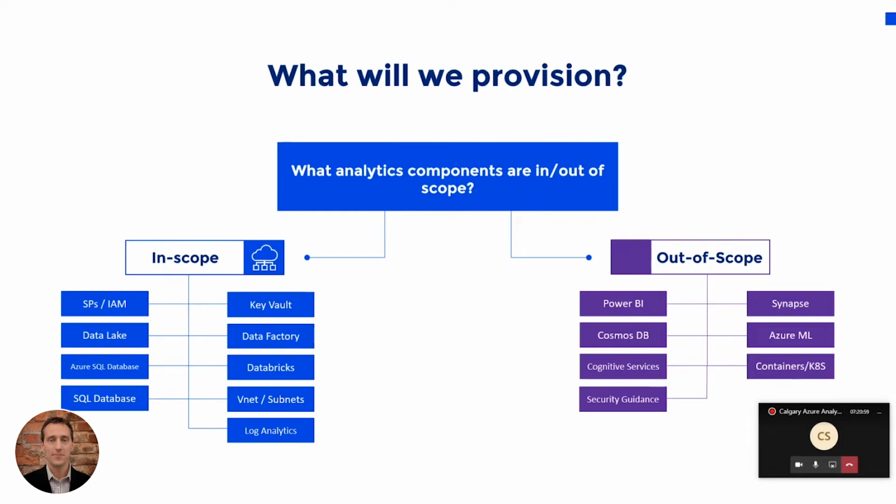Just because it takes time to write all this code and demo it, I had to exclude some things. I have chosen to exclude Power BI, Cosmos DB, Cognitive Services, any detailed security advice, Synapse, Azure Machine Learning, containers, and Kubernetes services. Not to say that Terraform can't work with a lot of these technologies. It's just that I chose to go with a ground-up type build.